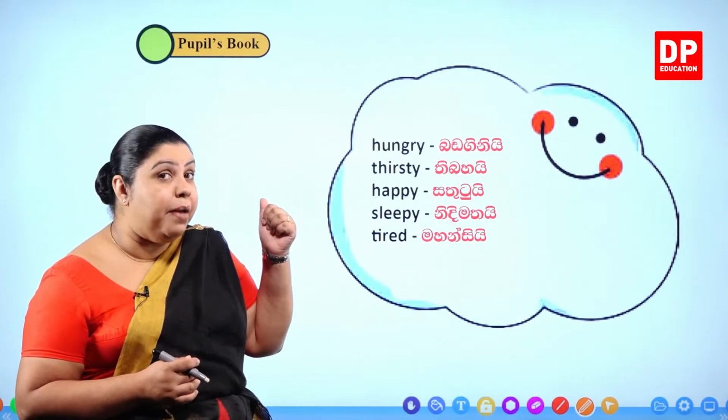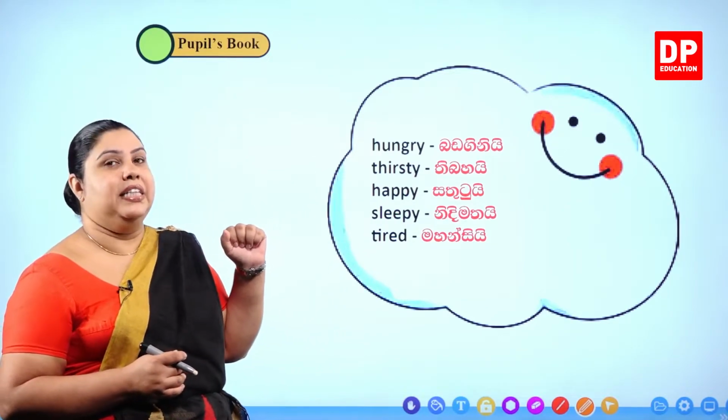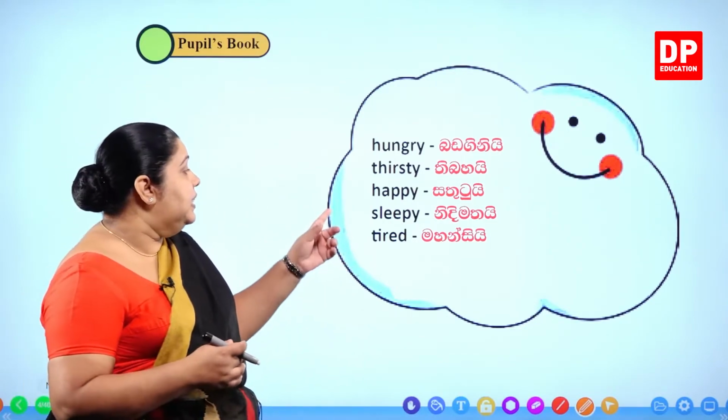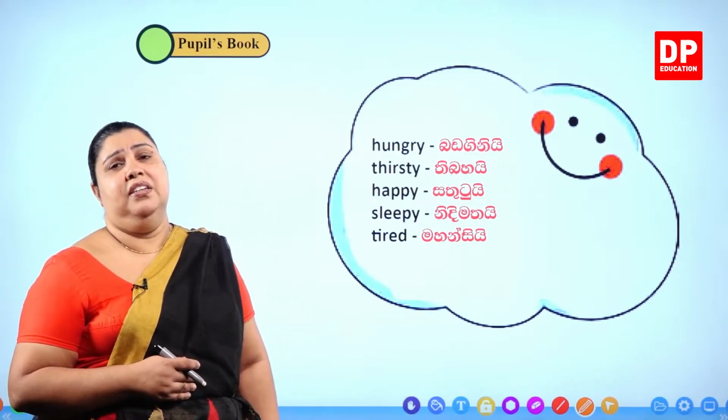Then how do we spell happy? H-A-P-P-Y. H-A-P-P-Y is happy. Then the next one, sleepy. Sleepy. Sleepy.